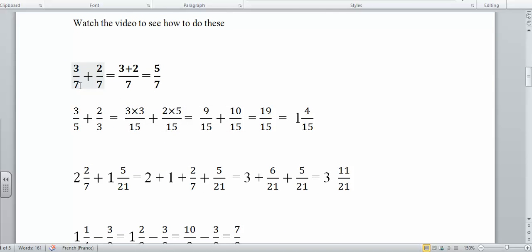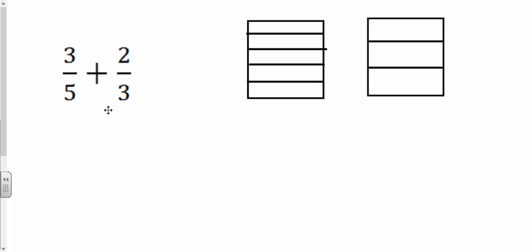So when the denominator of the fractions is exactly the same, adding them is very, very straightforward. You just add the numerators together. That gives you an answer of 5/7 there. When the denominator is not the same, then that's when it becomes tricky. So let's just see what that looks like.